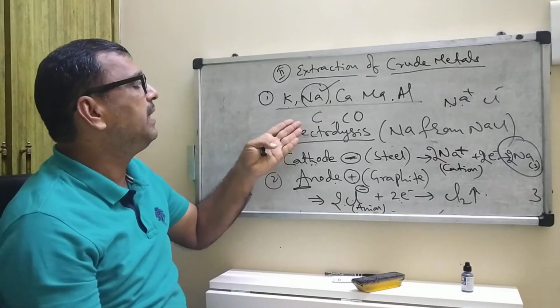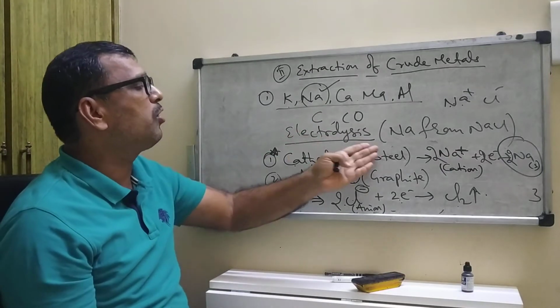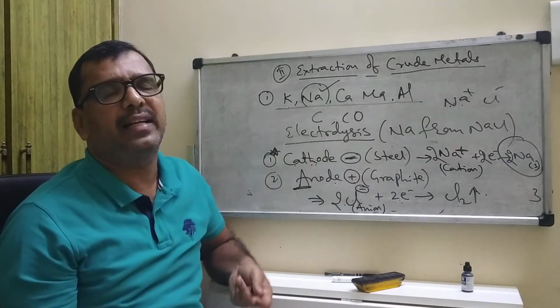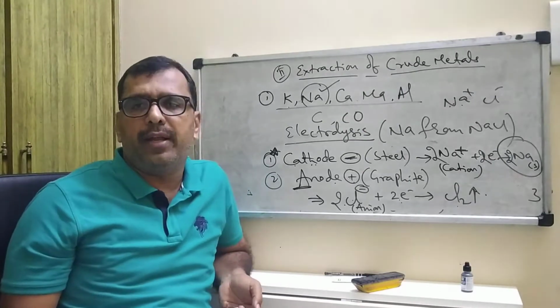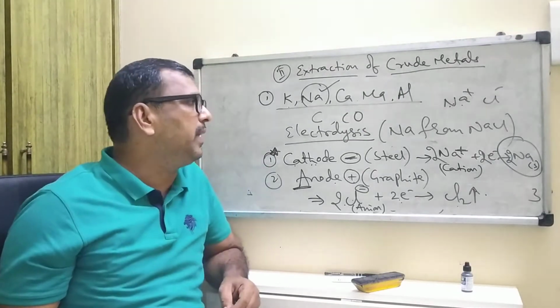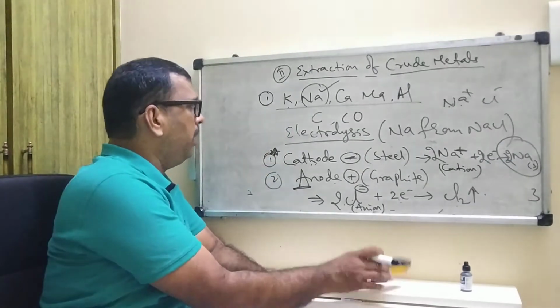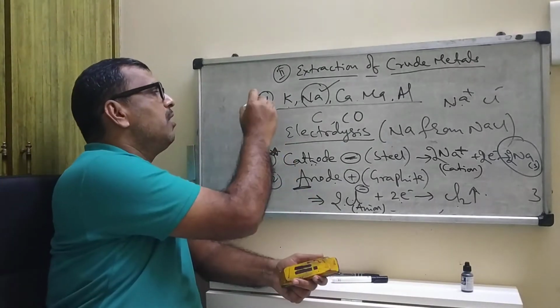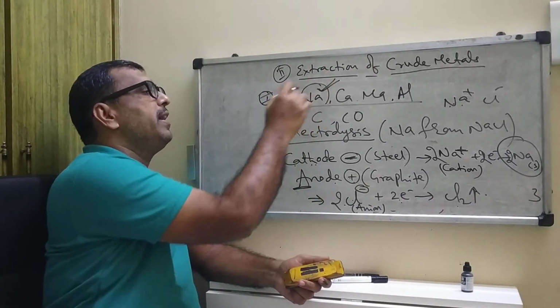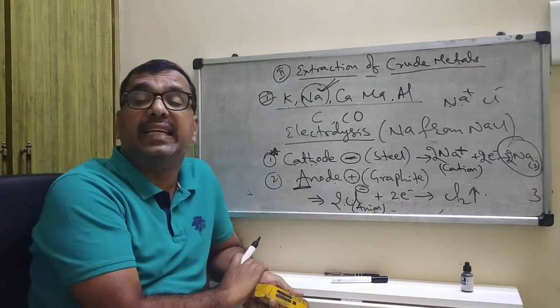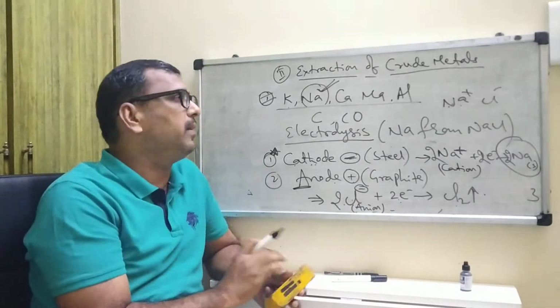So finally, this is one of the methods of electrolysis. Sodium is collected from fused sodium chloride. This is for a metal at the top of the activity series. So one metal is extracted here, that is sodium metal.